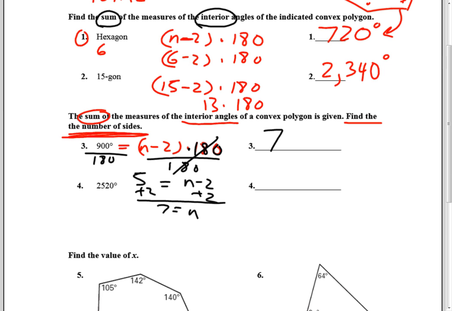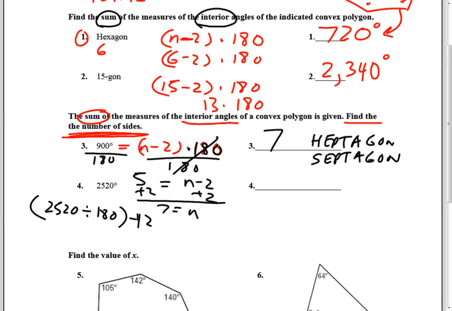This problem only wanted the sides. If I wanted it classified or named, what is a 7-sided figure? Hepta or septa. Either one I would accept, and you might see either one show up on standardized tests. So you can do that if you want to. You can set up that equation, or what are the 2 steps? You divide by 180 and then add 2. So you could just take 2520, divide by 180, and then add 2.